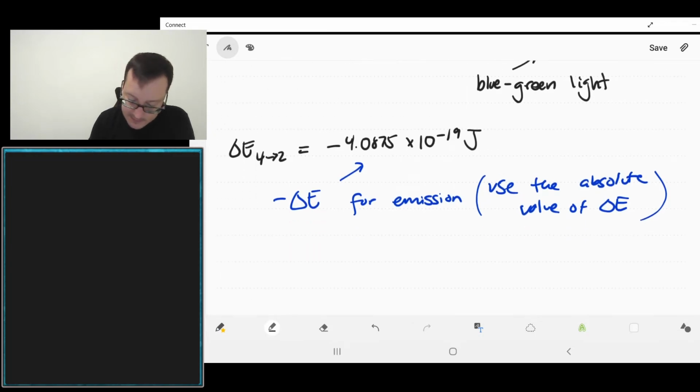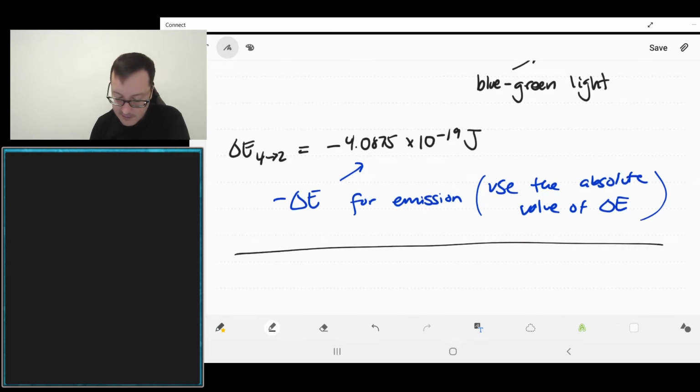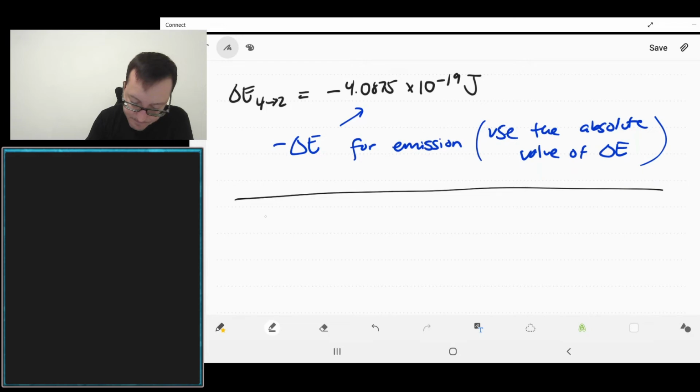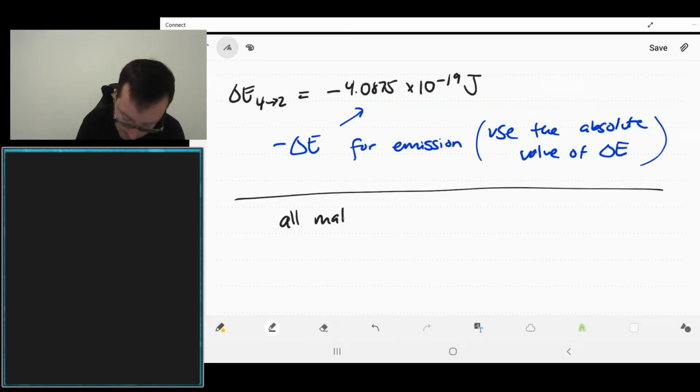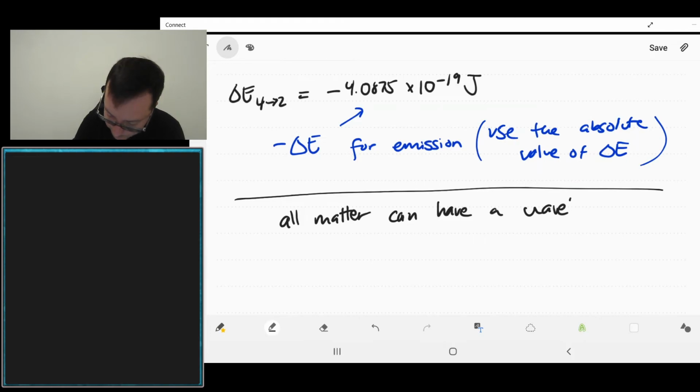All right, let's talk about a few last things here. We're going to transition into electrons a little bit, although not quite. We're going to fully transition to electrons on Thursday. So it turns out that all matter can have a wavelength, and this is called the de Broglie wavelength.